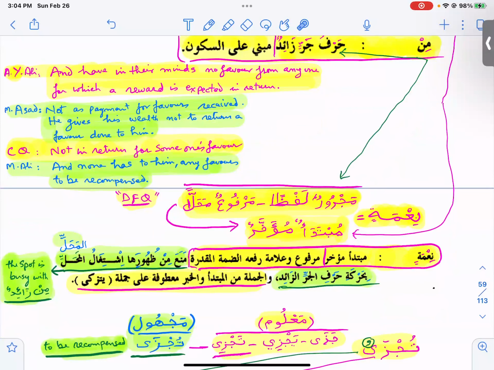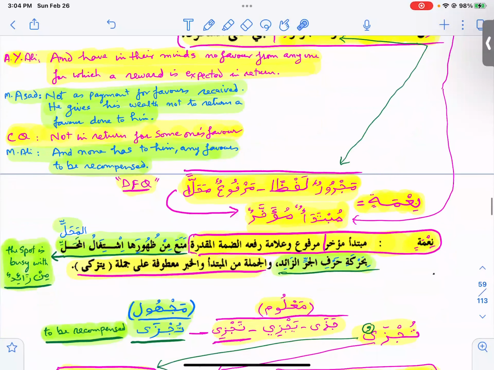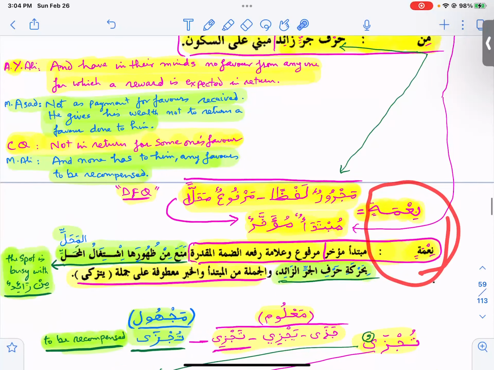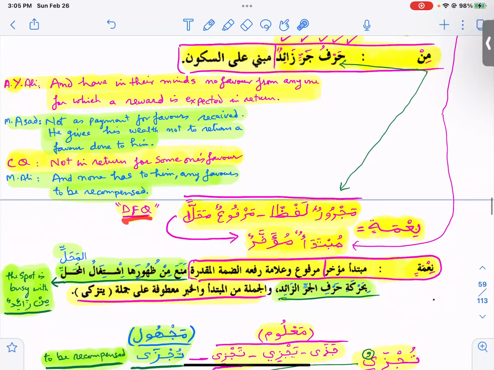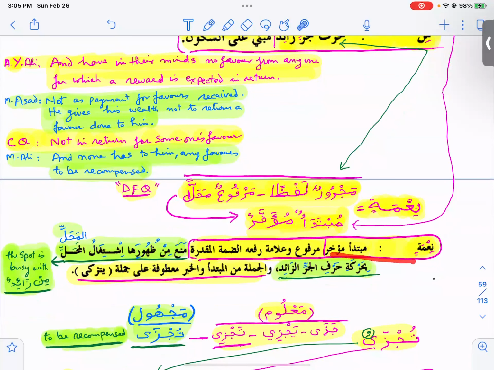Now we come, man. So, min ni'matin. Yeah, ni'matin. But brother, this min is zaida. So then this is Fakhruddin Kababa explains beautifully. Suleiman Yaqut does not explain like that. Majrurun lafzan. Yes, by its word, it's majrur. Marfu'un mahallan, but its place is marfu', mahallan. Mubtada muakhar. So this is your mubtada muakhar. Majrurun lafzan, marfu'un mahallan. Dr. Fakhruddin Kababa: mubtada muakhar, my brother and sister.